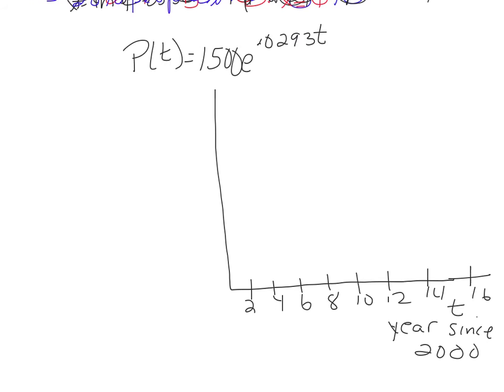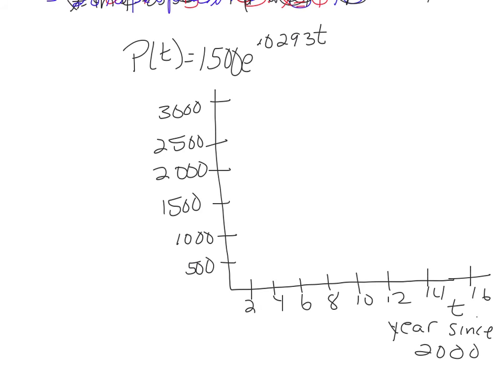And I know in the year 2005, it was 1,700 people, so I'm going to go by 500. So it'll be 500, 1,000, 1,500, 2,000, 2,500, and we'll do 3,000. And this is P of t, this is population. Okay, so you can plug it in your calculator. Let's get a table of values so I can plot these points.